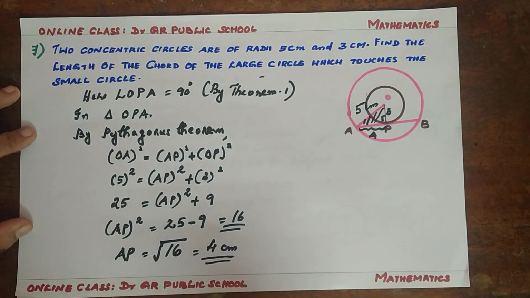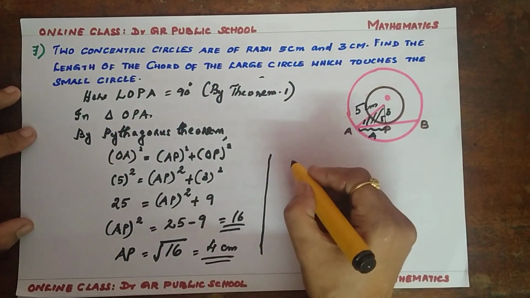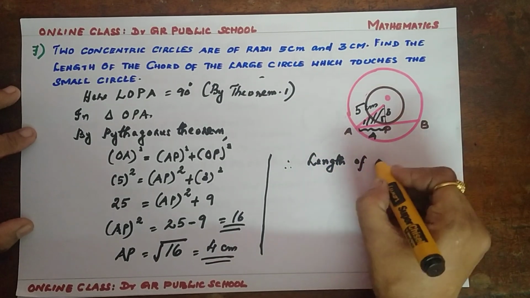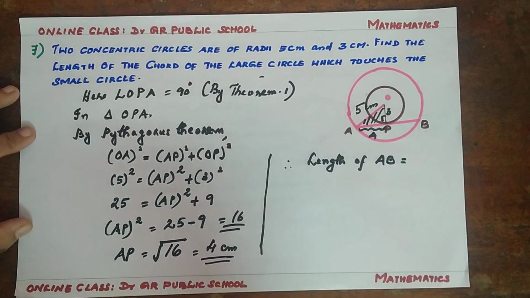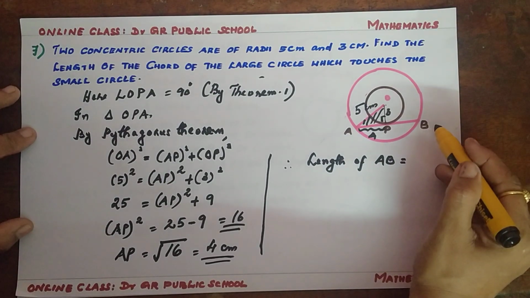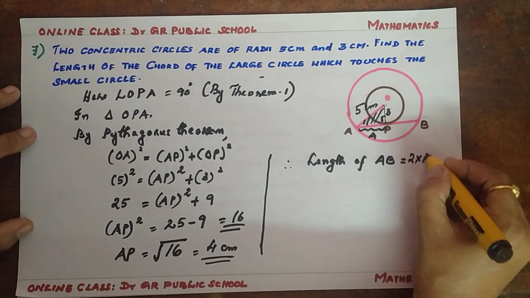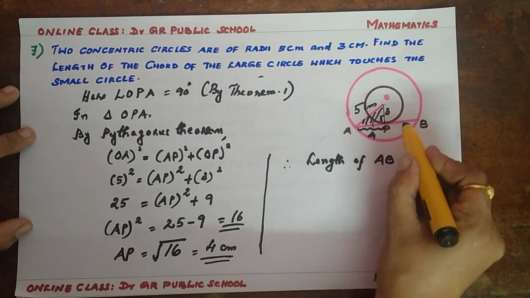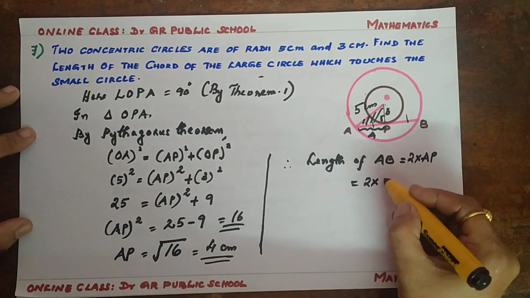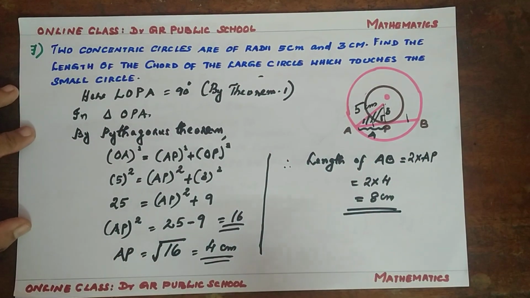But most of the time students forget to write the length of the chord AB. You are asked to find the length of chord AB. Therefore, length of AB equals, as per the last result, you know that the perpendicular from the center bisects the chord. So the length of AB must be 2 times the length of AP. Why? Because you know that these two lengths are equal as it gets bisected. Equals 2 into what is the length of AP? 4, which is 8 centimeter. So the length of the chord AB is 8 centimeter.